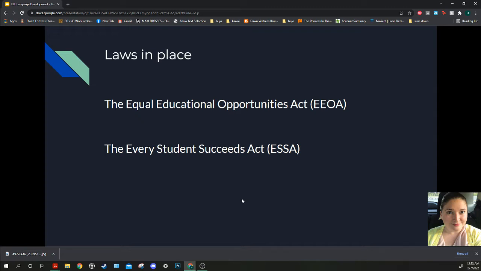It also requires school districts and state departments of education to take action to ensure equal participation for everyone, including removing language barriers for ELL students. Then we have ESSA, or the Every Student Succeeds Act.